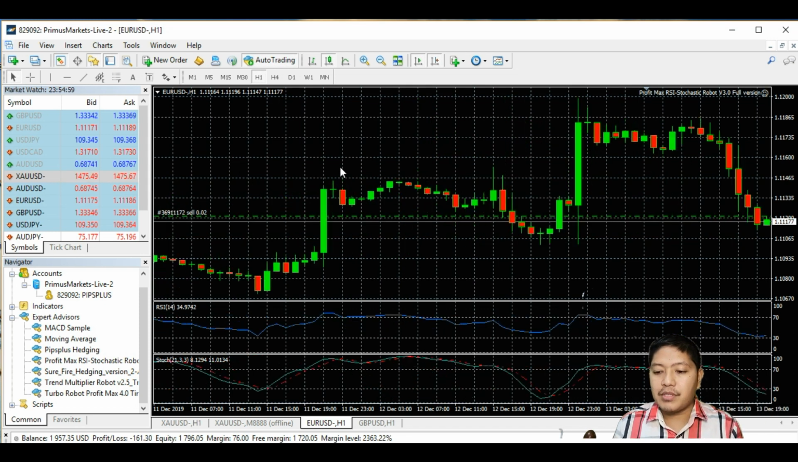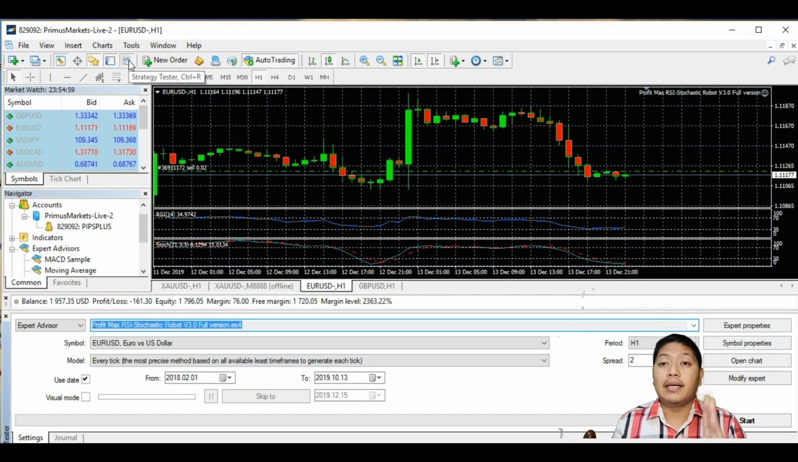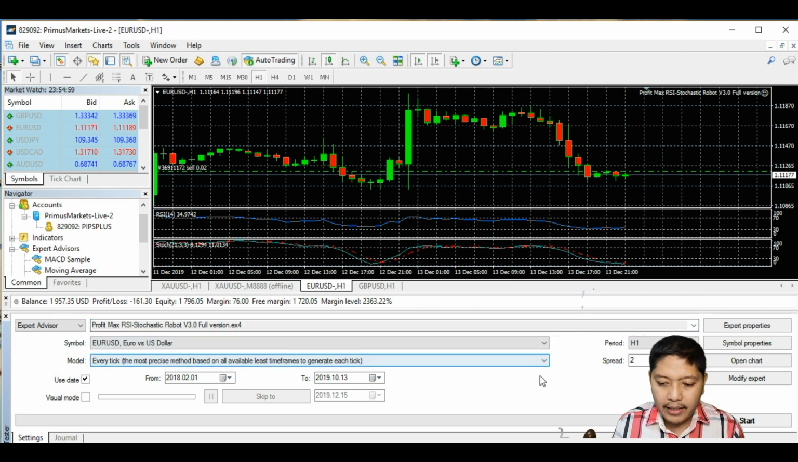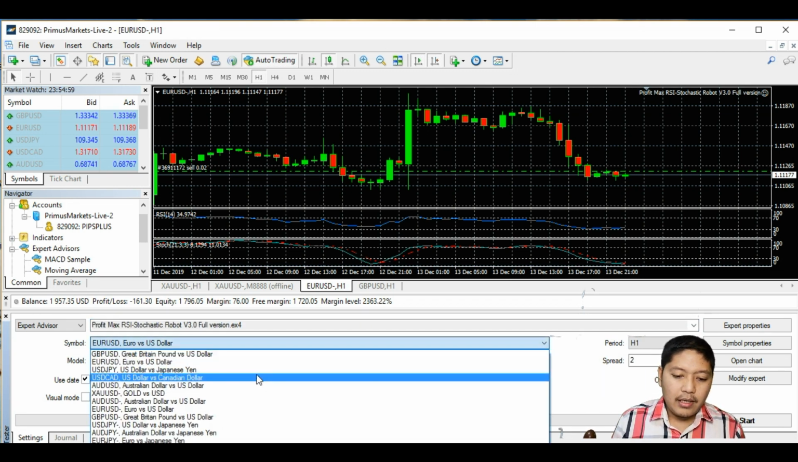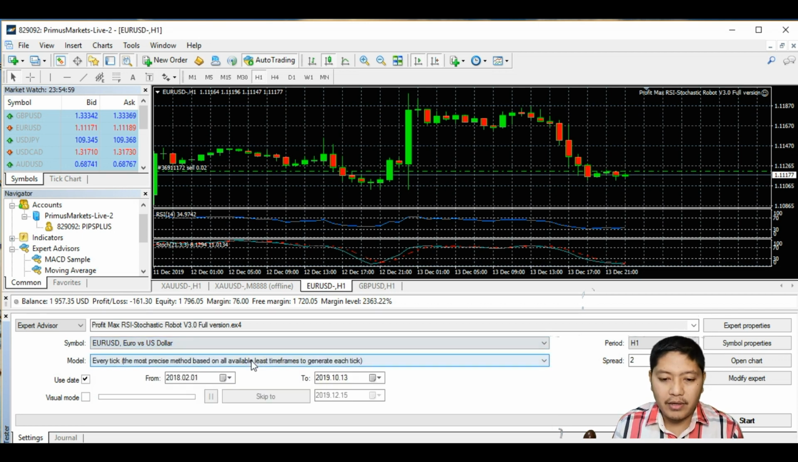So we cannot wait sometimes on the market. What we're going to do is test those settings using the tester mode in MT4, right? So first you search for your robot. I have the ProfitMax RSI here, and then we will use the currency pair Euro US dollar, okay?